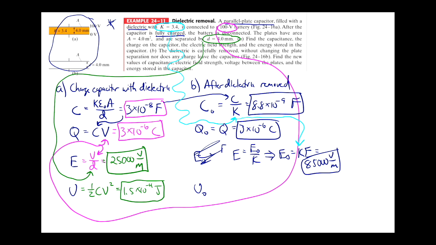And then finally, at the bottom, we've got the new energy that's stored. So I'm going to use 1/2 C naught V naught squared. But I don't have this new value of potential difference yet. So we could rewrite this as C naught times VK squared. And that should give me my new value of potential difference in there. Once you plug those numbers in, you get 5.1 times 10 to the minus 4 joules. And please tell me if that makes any sense.